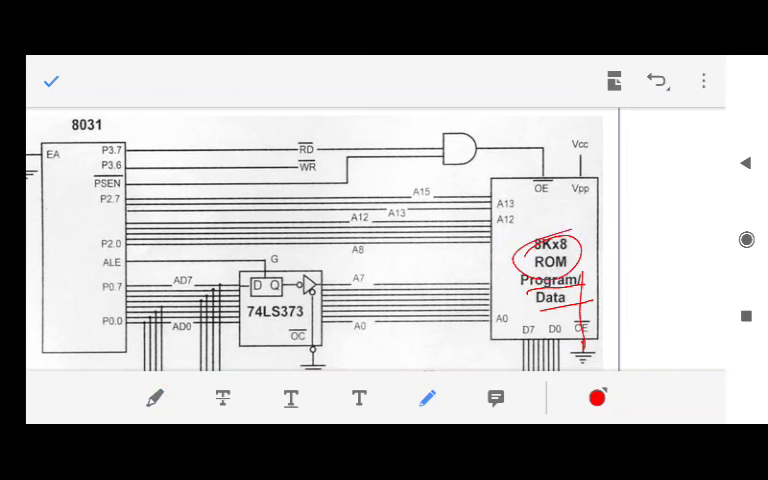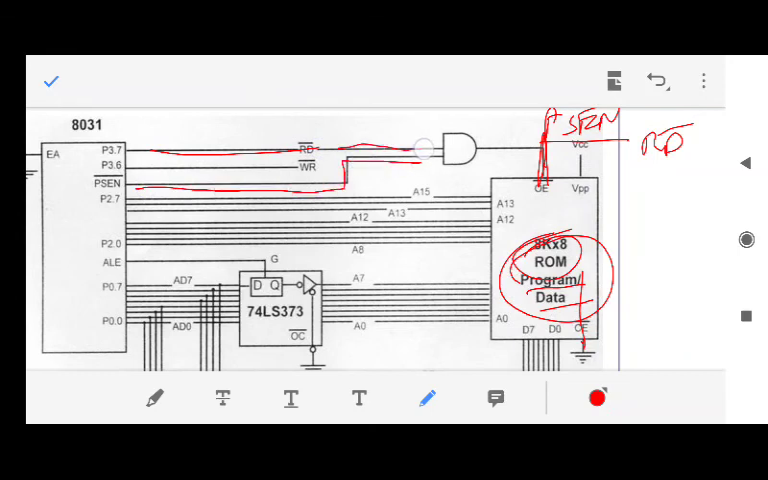Since it is using the ROM for both program and data, please remember, when you are using the ROM for program, then the output enable signal should be connected to program store enable, and when you are using it for data, it should be connected to read bar. But here you are using it for both purposes. So both signals, the read signal as well as the program signal, cannot be clubbed directly. They can be clubbed only through a gate. So you employ an AND gate, and you connect the output of the AND gate to the output enable signal.